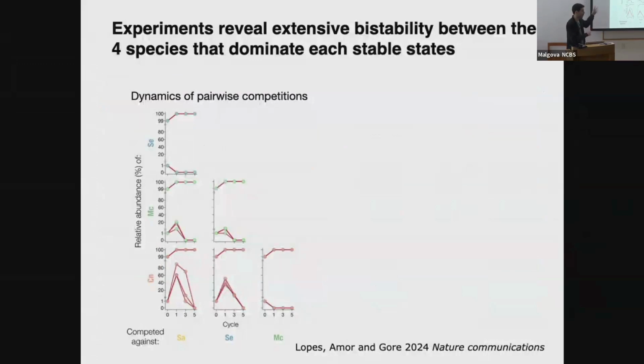Usually you will take 4 species, you will do the experiments, and in some cases you get coexistence, in some other cases you get a different thing. And here we will be competing the blue species with the yellow species, and then we will observe bistability. Depending on the initial relative abundance of that species, we will have the species winning or losing the competition. And this happened for all the possible pairs that you can do with these 4 species.